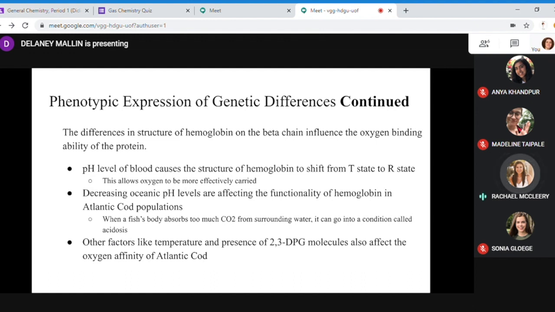This condition is extremely dangerous to the organism and may be one of the causes of decreasing populations of Atlantic cod. Other factors that can affect the ability for hemoglobin and oxygen to bond include temperature and the presence of 2,3-DPG molecules.